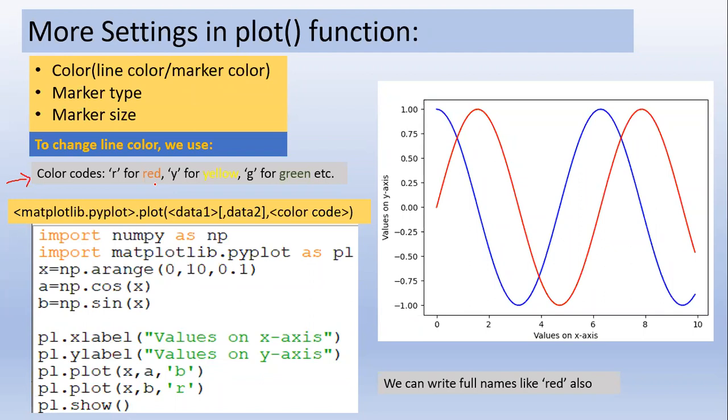Now see how we can provide color codes. Here I have taken some different values. X is equal to np dot arange 0, 10, 0.1. You know what arange means. Starting value 0 and end value 10. इनके बीच में 0.1 का difference रहेगा. तो 0.1, 0.2, 0.3 like that. So these are the values for x. A is equal to np dot cos x.